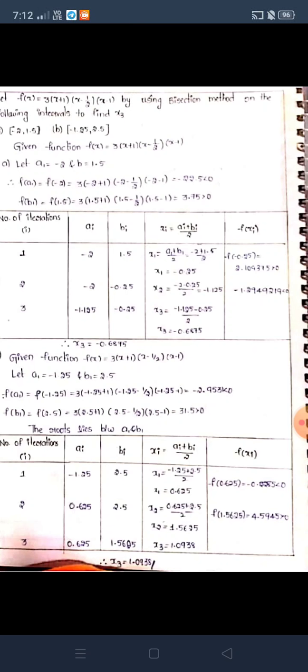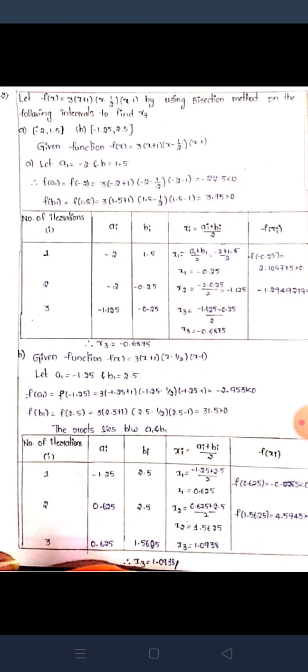Third iteration, i equals 3. a3 equals minus 1.125. b3 is equal to minus 0.25. x3 is equal to a3 plus b3 by 2, which is equal to minus 1.125 minus 0.25 by 2, which is equal to minus 0.6875. Therefore, x3 is equal to minus 0.6875. This is the required solution.